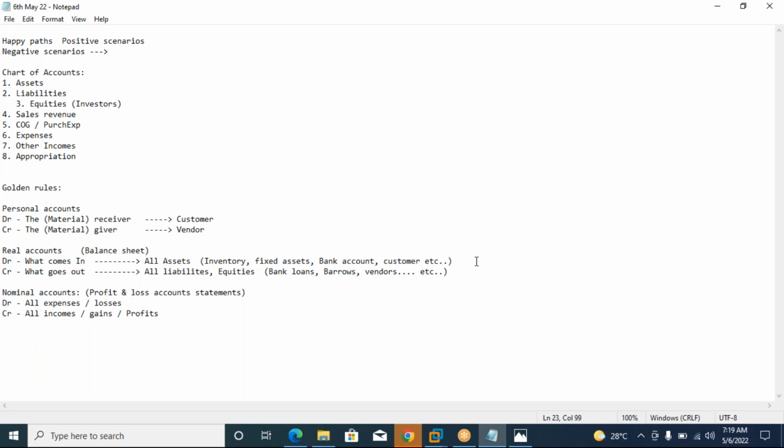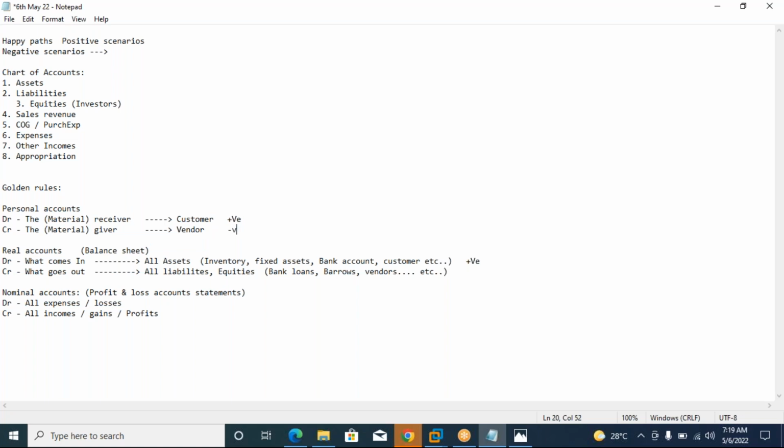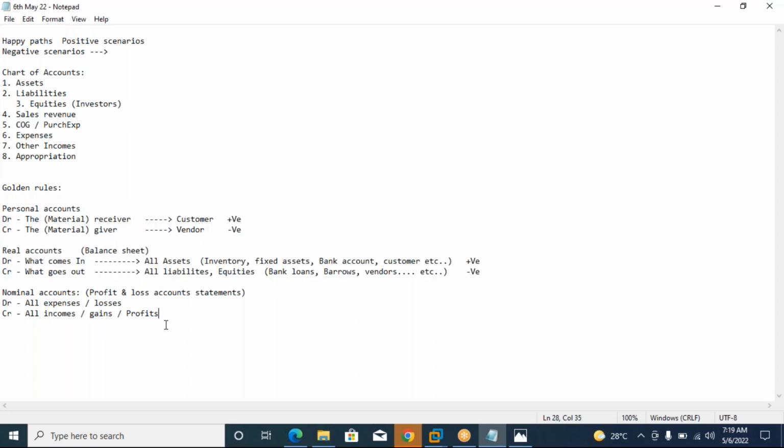Here, positive is what you are expecting. In this, negative should be minimum, then your company is in a great position. Positive value should be more, negative value should be less. Agree? But here, negative value should be more. In the profit and loss account statement, the negative value should be more.